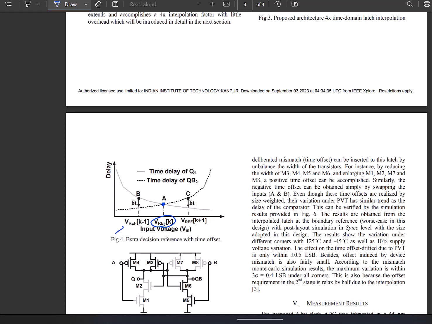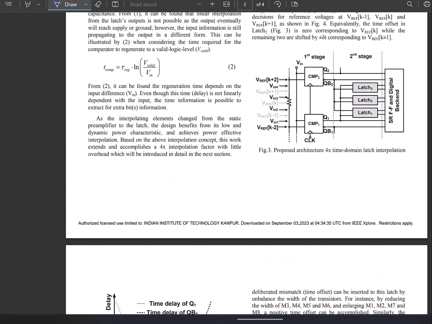Now if I want to check if the input is greater than one of the references to the left or to the right, I also have to look for this delta t difference. And the way they have done it is like this. This middle latch is the same old one. It just checks if the two comparators are finishing at the same time, or if one of them is finishing earlier than the other. Now in these two latches, we also have to check if one comparator is finishing delta t before the other. So it is as though I have to introduce a timing offset in this latch.